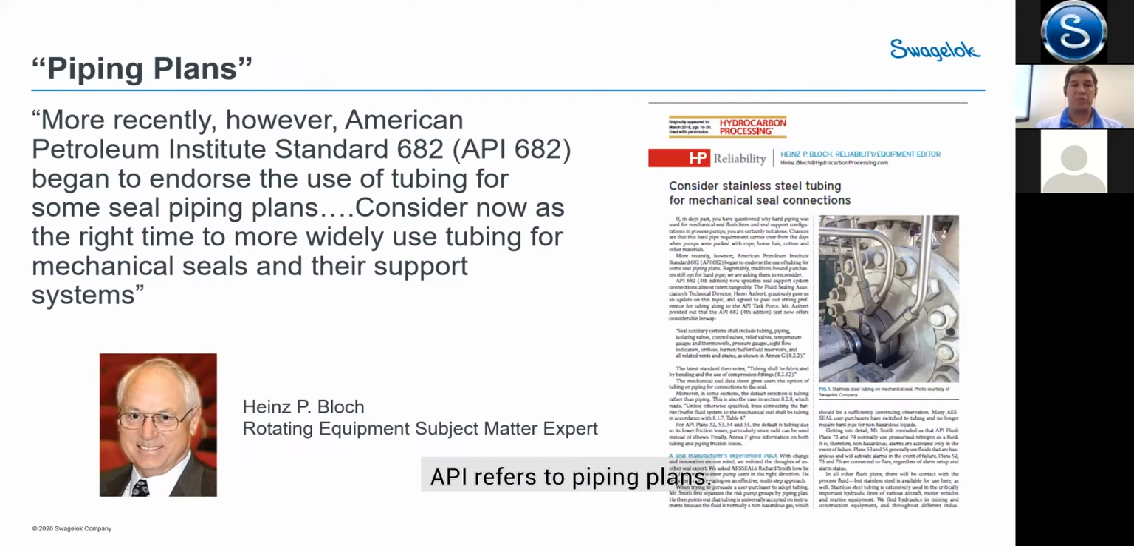API refers to piping plans, but piping plans can include threaded pipe, welded pipe, or tubing. And tubing is becoming more widely used because of the reduction in leak points. We'll discuss that in more detail, as well as ease of installation and maintenance.